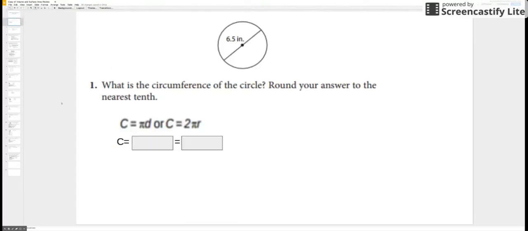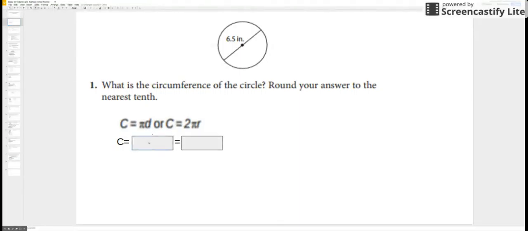All right, so here's question 1. What is the circumference of the circle? Round your answer to the nearest tenth. Let's start off with our circumference formula. You can use circumference is equal to pi times diameter, or circumference is equal to 2 pi r. In this case, since I'm given the diameter, and the diameter goes across the circle, I'm given the diameter, which is 6.5, so I'm going to use this first formula, pi times diameter.